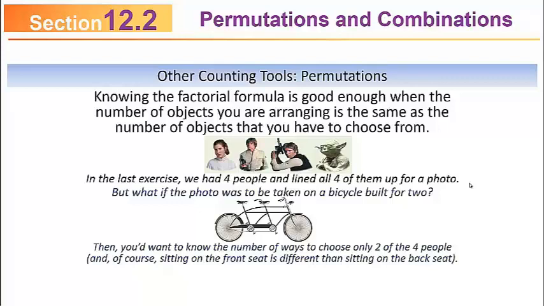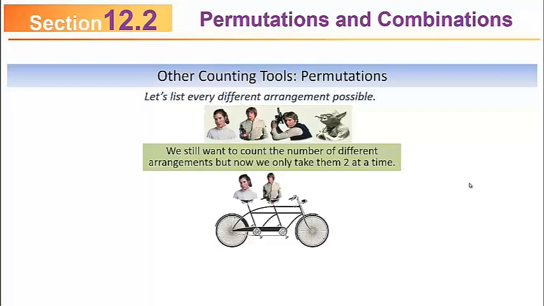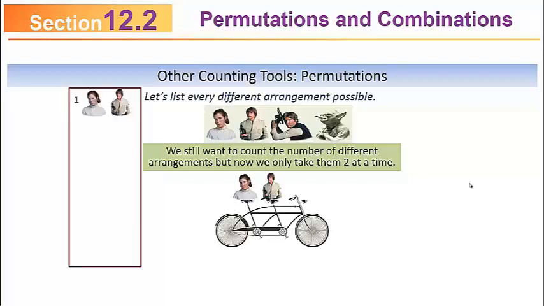We're choosing from the 4 celebrities, but we can only take them 2 at a time to get a photo of them on a bicycle built for 2. So this time the count is slightly different. I don't want to take them all 4 at a time. How do you deal with that? Well, let's play with this. I'm going to just randomly reach up and grab 2 of the celebrities. I'll take Luke and Leia. Put Luke on the front seat and Leia on the back seat. So that'd be my first arrangement.